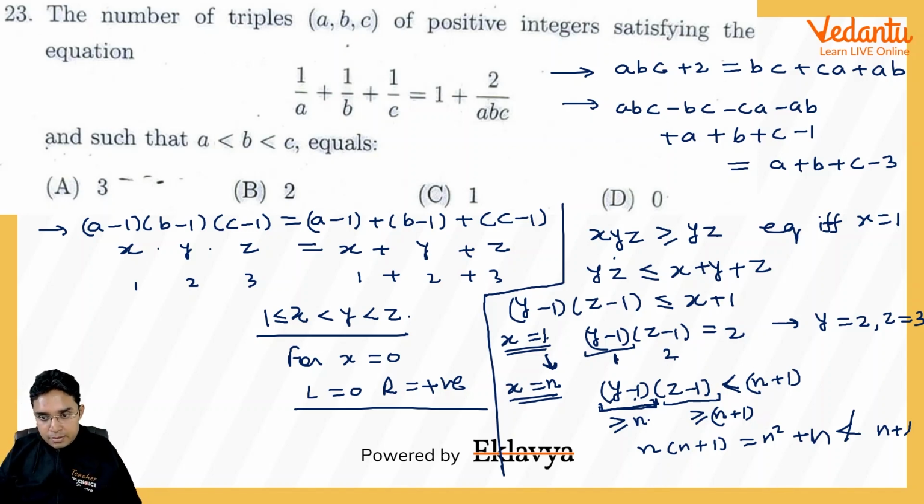So in this case, this less than n plus 1 inequation seems impossible, because here n will be greater than or equal to 2, because for x equal to 1 we have already checked. So this n into n plus 1, that is n square plus n, cannot be less than n plus 1. Hence there is no other possibility, only one possibility is there, and hence the answer for this will be C, that is 1.